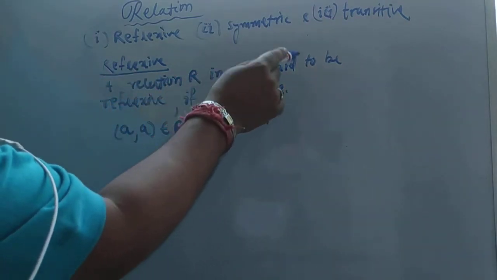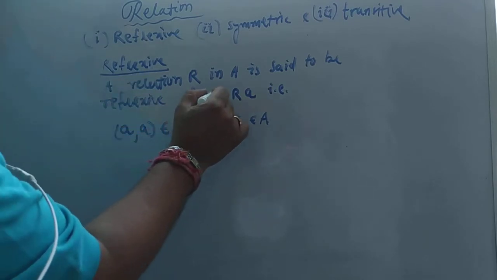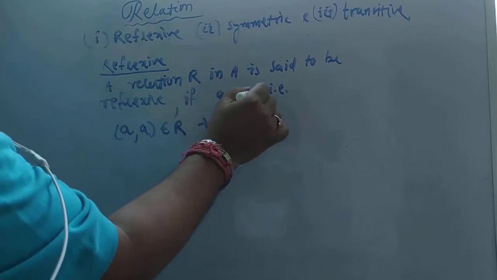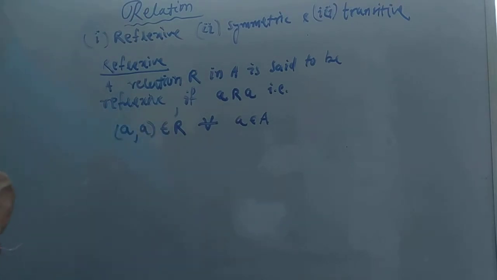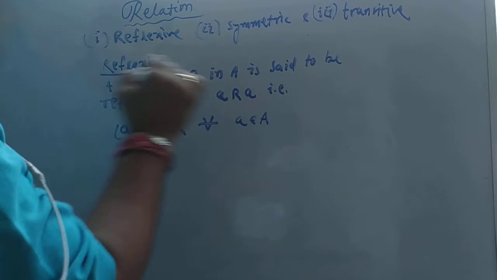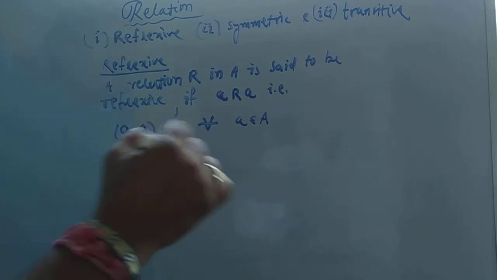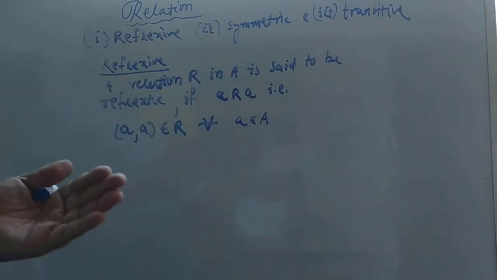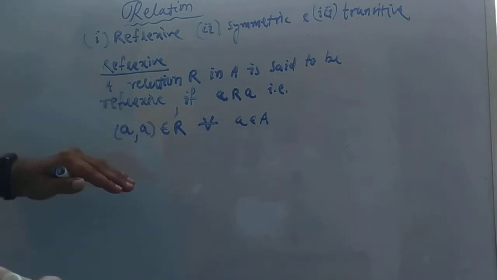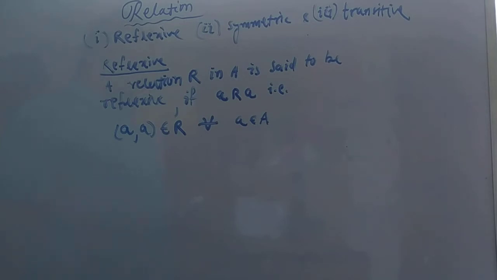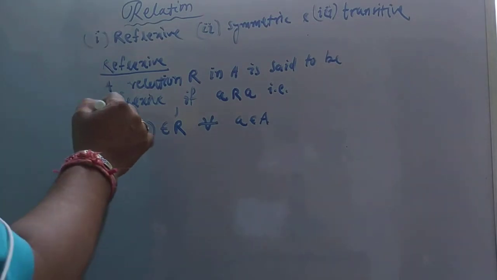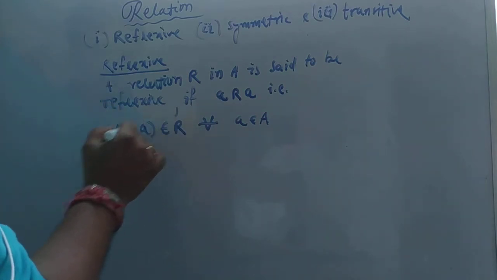A relation R in A is said to be reflexive if A is related to A, that is (A, A) belongs to R for all A belongs to A. Okay, so here I have written ARA. ARA means the relation between A and A. One relation will be given, the definition of relation will be given. As per that, if (A, A) comes under R, then that relation is said to be reflexive. Okay, let us take an example of reflexive relation.